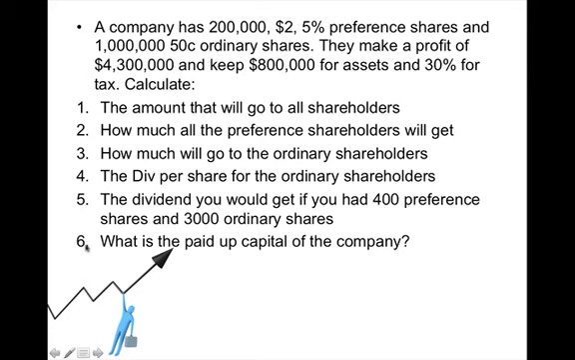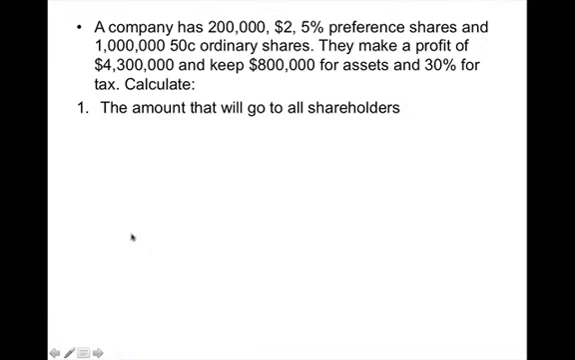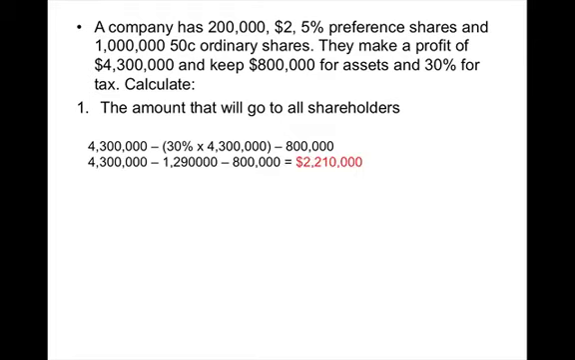So let's have a look at that first bit. How much will go to all the shareholders? They've made $4.3 million profit. They keep $800,000 for assets and 30% for tax. So you get $4.3 million, take away 30% of 4.3 million, because that's your tax, and then take away 800,000. When you do that, there is $2,210,000 to be shared amongst all the shareholders.